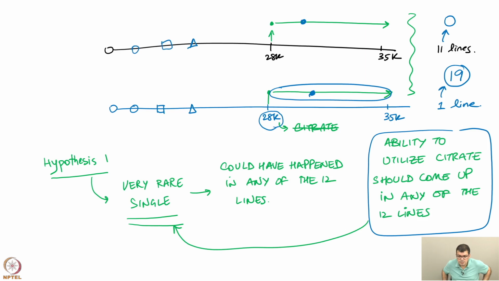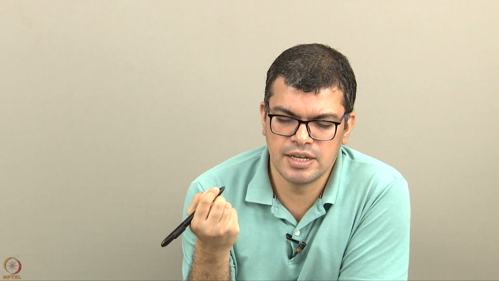So, through this it was found out that ability to utilize citrate was actually acquired through a series of mutations and not just one very lucky rare mutation in this particular flask. And then it took a few years, but a few years later we found out the exact mechanism as to what had happened, which led to this flask exhibiting growth on citrate.